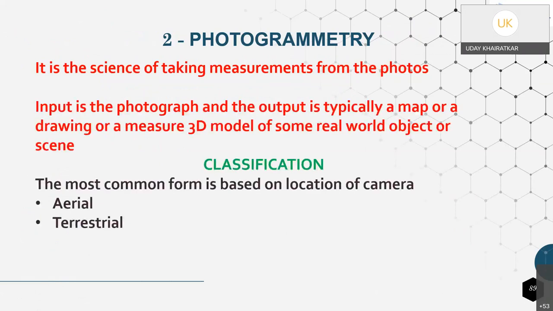Next slide regarding photogrammetry. It is the science of taking measurements from photos. Input is the photograph and the output is typically a map or a drawing or a measured 3D model of some real world object or scene. So there are basically two types; the first, most common form is based on the location of the camera: aerial and terrestrial.